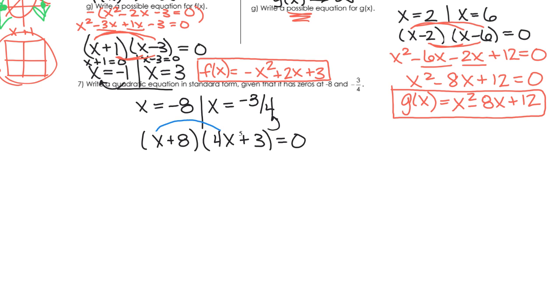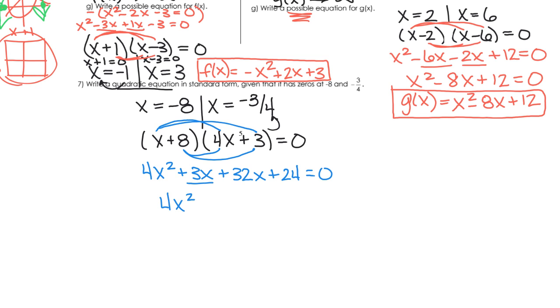All right, so now we're going to distribute. x times 4x is 4x squared. x times 3 is positive 3x. 8 times 4x is positive 32x. And 8 times 3 is positive 24. And we're equal to 0. We're going to combine our like terms. So we'll keep the 4x squared. 3x and 32x is going to become positive 35x, and plus 24 equals 0.